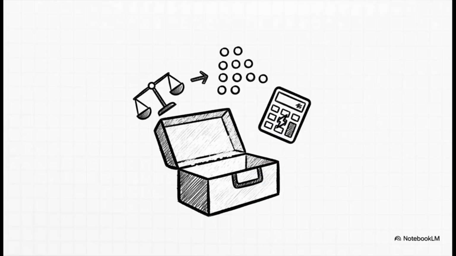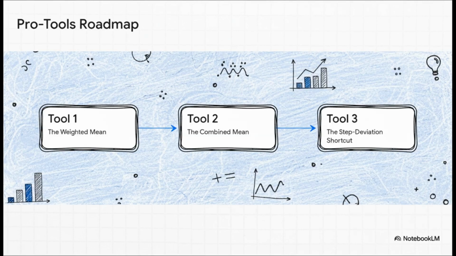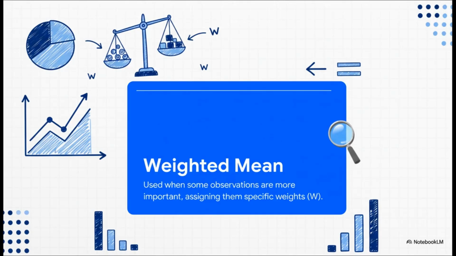All right, time to level up. Let's get into some pro tools for very specific jobs. We're going to look at 3 of them: weighted, combined, and a cool shortcut called step deviation. First up, the weighted mean.